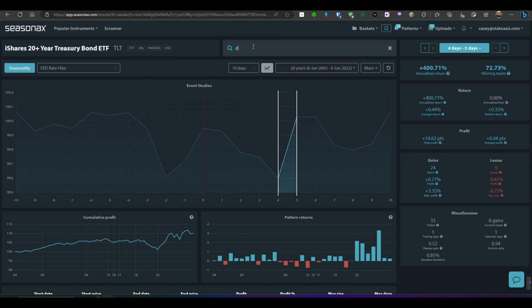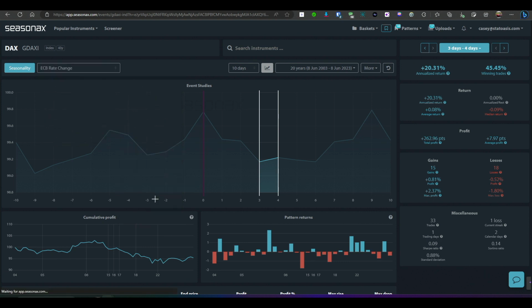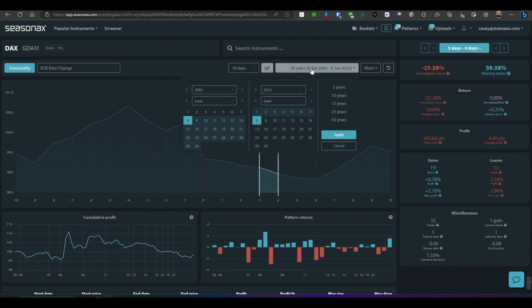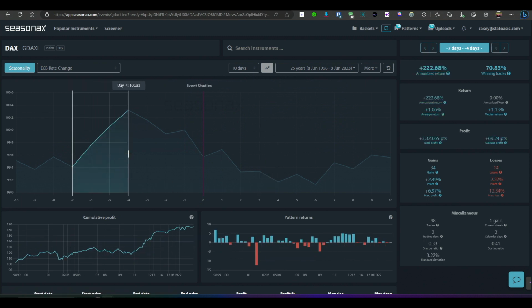Now I'm going to look at the DAX for Europe. And let's look at the ECB rate change. And let's look 25 years. This is a great pattern. So before a rate change, this is the event date. So 7 days before, we go long, we hold for 3 days. We're making on average 1.13%, 70% win rate. That is an amazing pattern for the past 25 years.